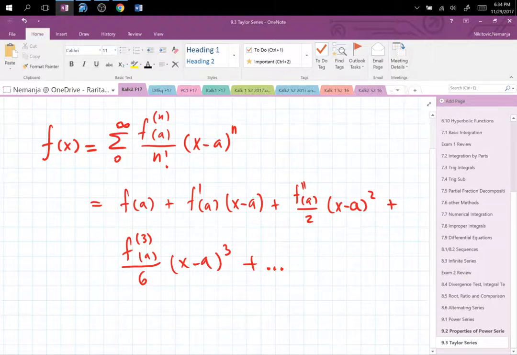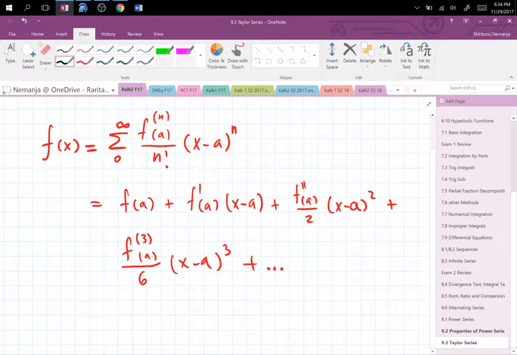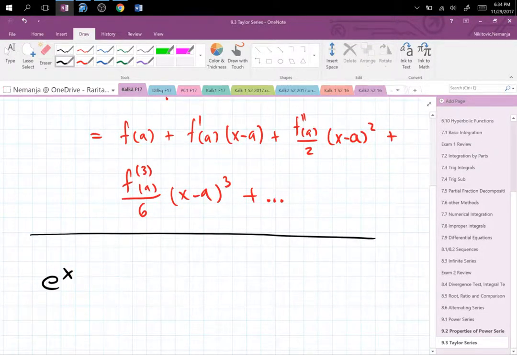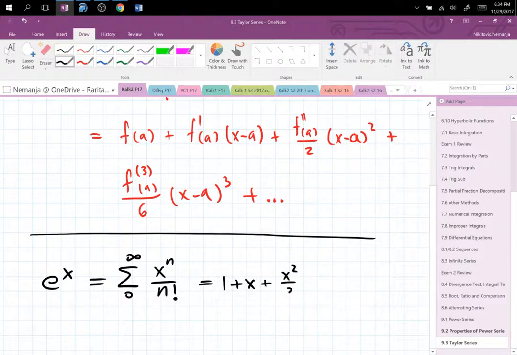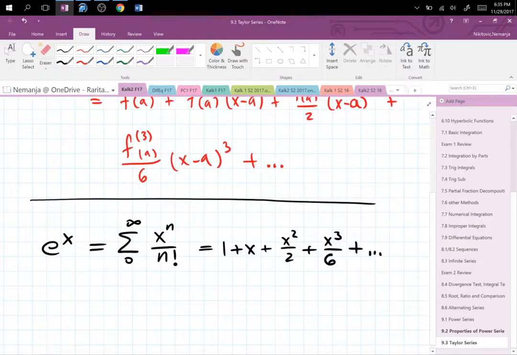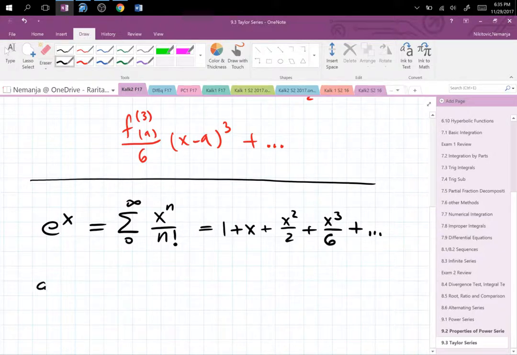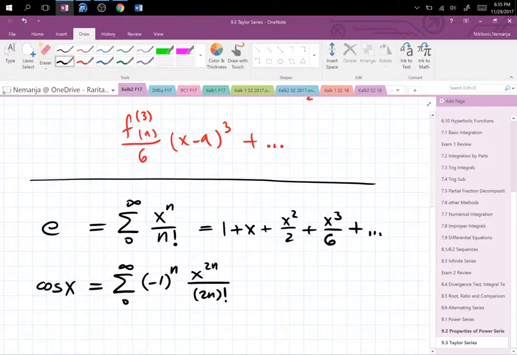Taylor series is a power series, and as an example, we've seen earlier that e to the x is equal to the summation from 0 to infinity of x to the n divided by n factorial, which is further equal to 1 plus x plus x squared over 2 plus x cubed over 6 plus dot dot dot going forever. We also saw the power series for cosine x, which had the alternating term minus 1 to the n, and then x to the 2n divided by 2n factorial.